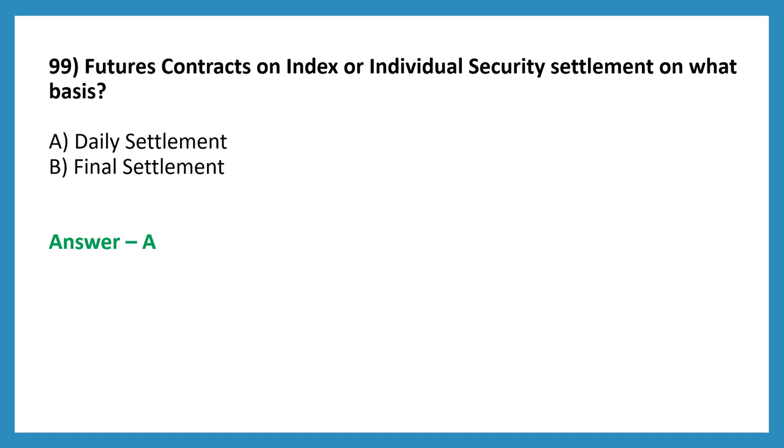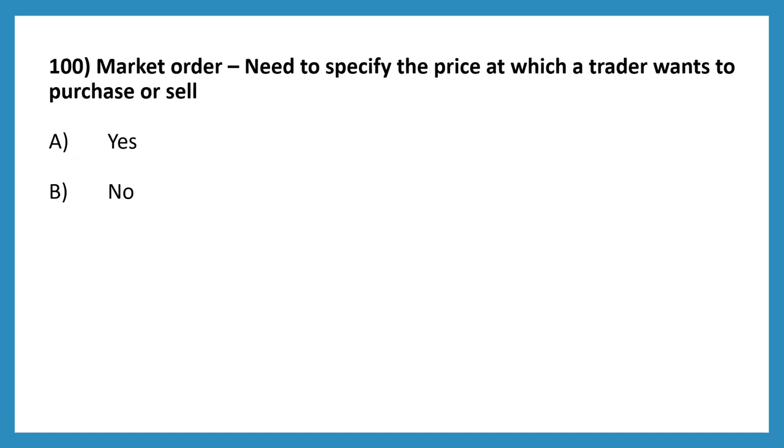Next question. Market order. Need to specify the price at which a trader wants to purchase or sell. Is it yes or no? The correct answer is option B, no.